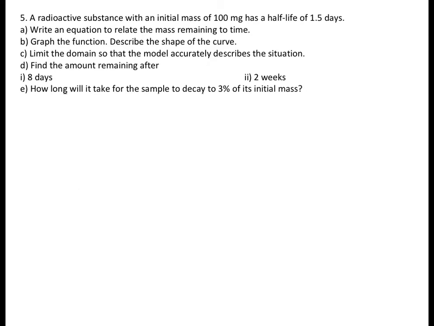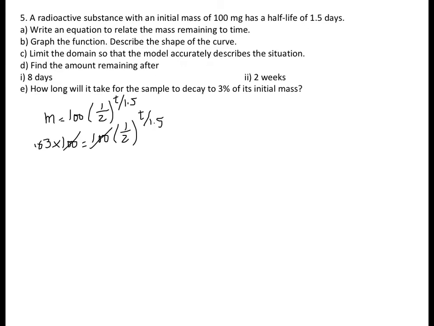Now for the last part, how long does it take for the sample to decay to 3% of its original mass? I know that the equation is m is equal to 100 times 1 over 2 to the power t divided by 1.5. Now I want to end up with 3% of 100, so it's going to be 0.03 times 100. 3% is the same as 100 times 1 over 2 to the t over 1.5. You can cancel 100. Now to solve for t, the easiest way is to take the log of both sides.